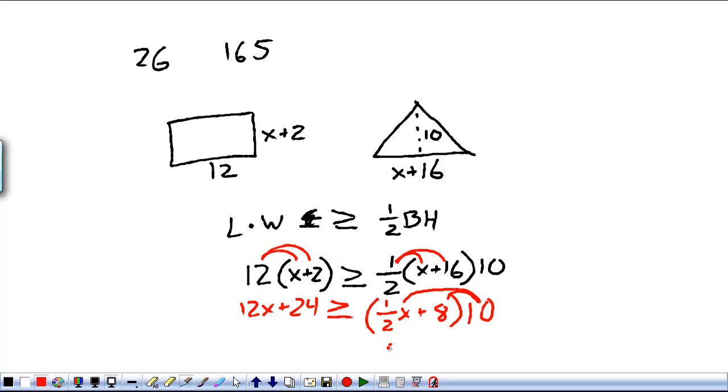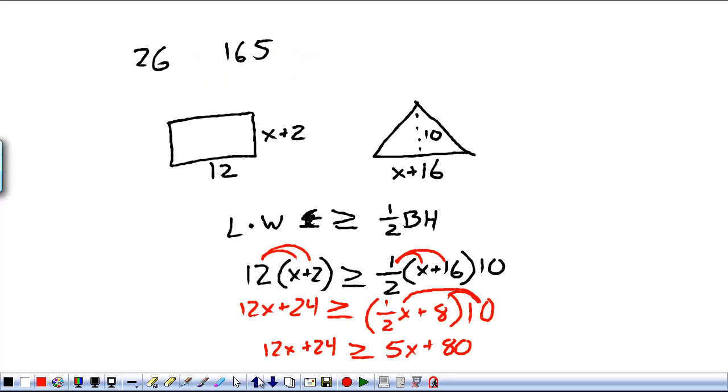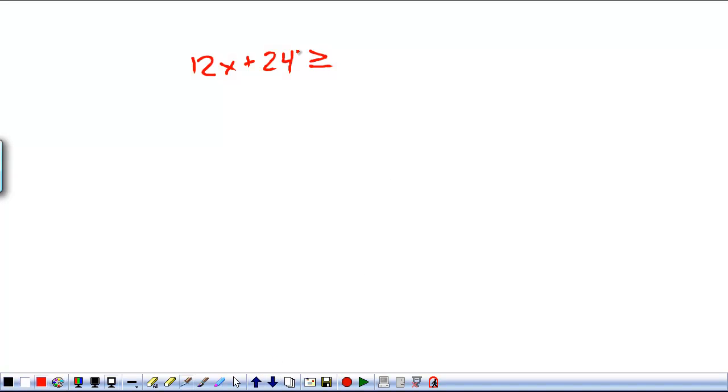1/2 x times 10 would give us 5x plus 80, which is going to be greater than or equal to 12x plus 24. I'm going to go ahead and pause for a second while I get that 12x plus 24. So I have 12x plus 24 is greater than or equal to 5x plus 80.